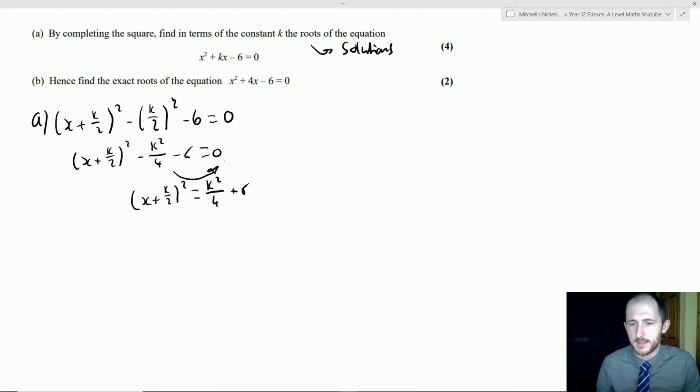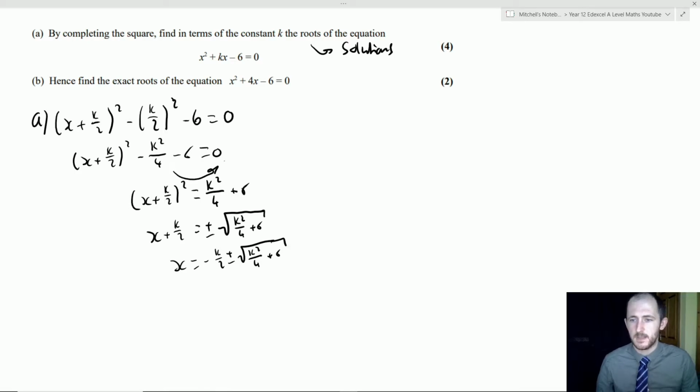Now we square root both sides and we get x plus k over 2 equals. Now the best way to do this, let's leave it just as is. Keep in mind that you can't just square root these two things separately. You can't just do square root k squared over 4 plus square root 6. It's not the same thing. So just be careful of that. Then minus the k over 2, we get x equals minus k over 2 plus minus the square root of k squared over 4 plus 6. And that's your answer. 4 marks. Not bad, I personally think.